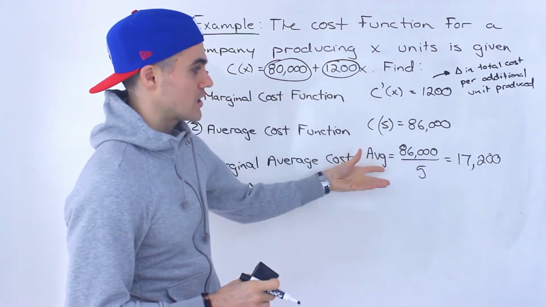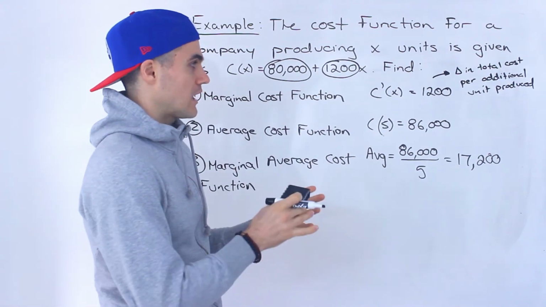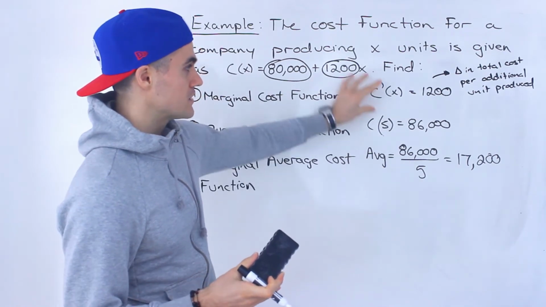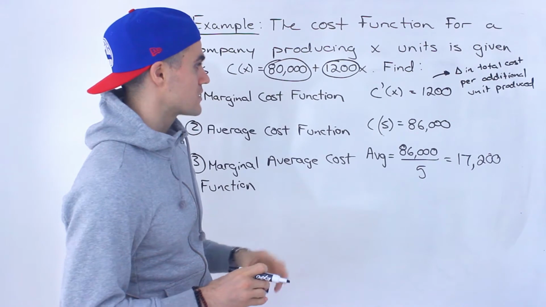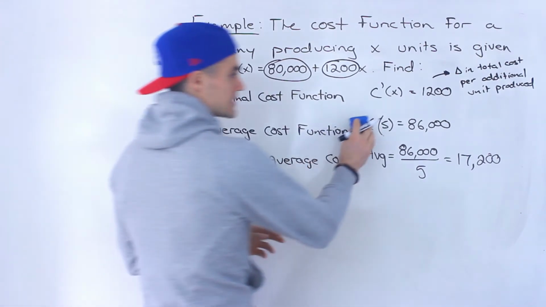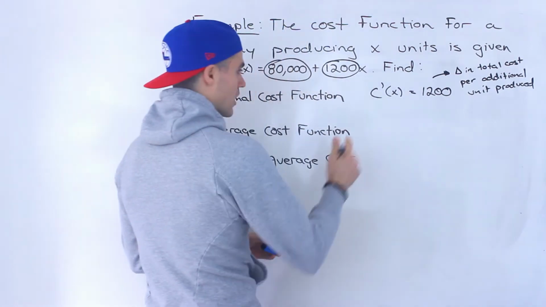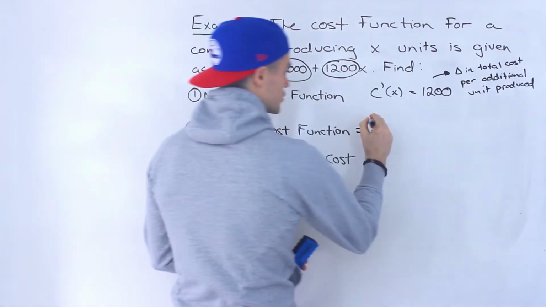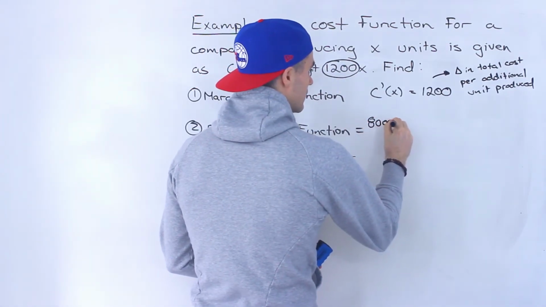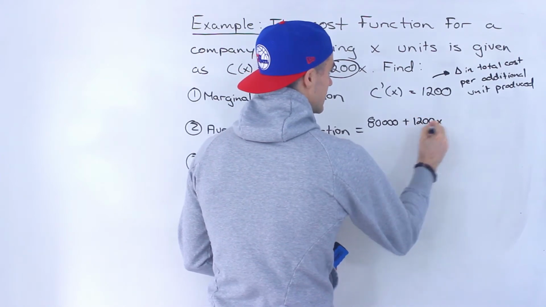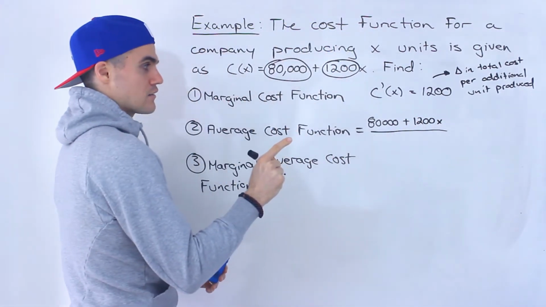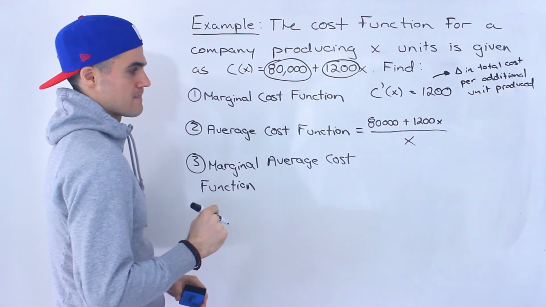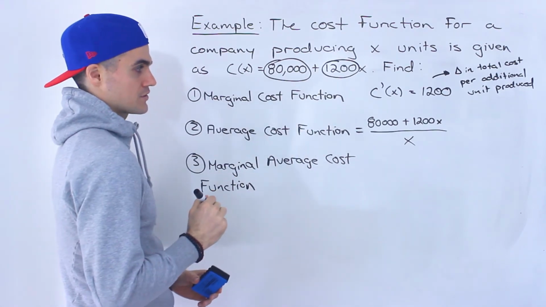And this is continually going to change. So the average cost per unit is going to be different if you produce, for example, 10 units than if you produce 5 units, right? So it's not going to be a constant function like the marginal cost function. And so if you want to generalize this, basically this average cost function is going to be the total cost, which is given by this function, so 80,000 plus 1,200x, divided by the number of units, which is x, like that. So that's the average cost function right there.